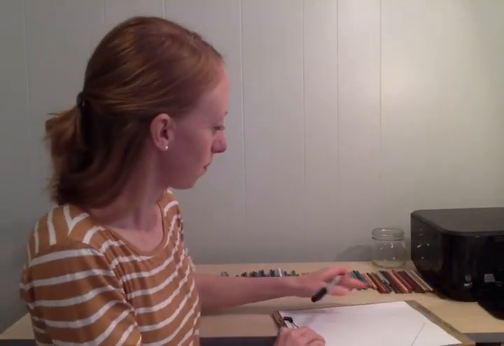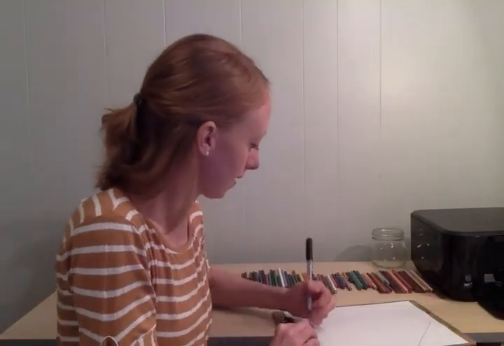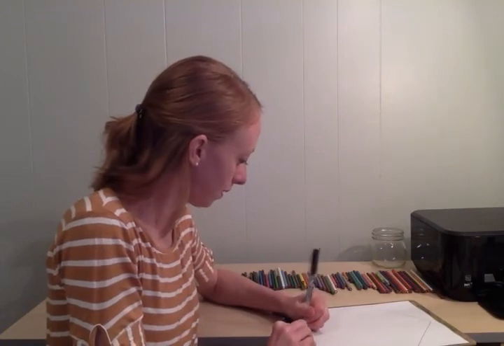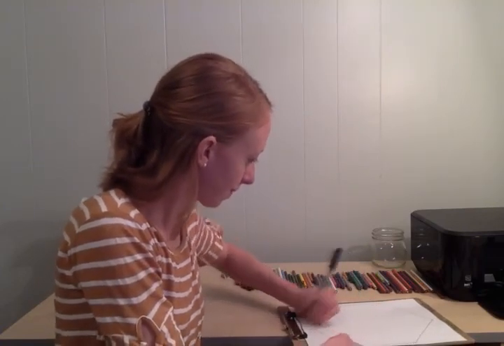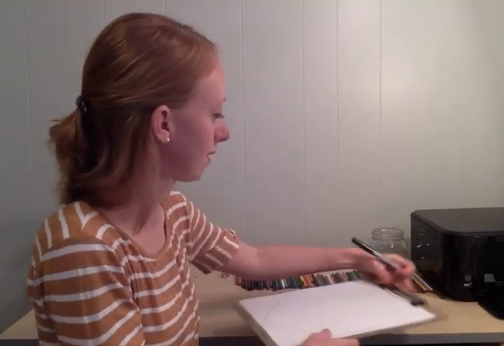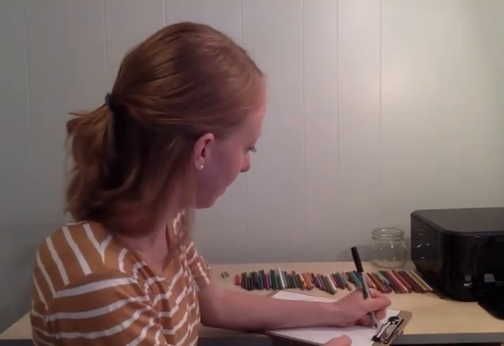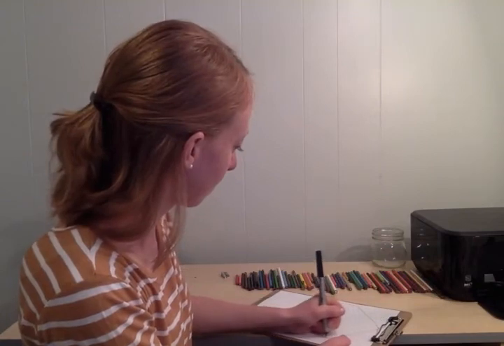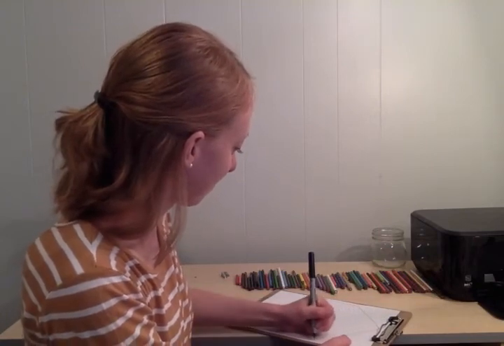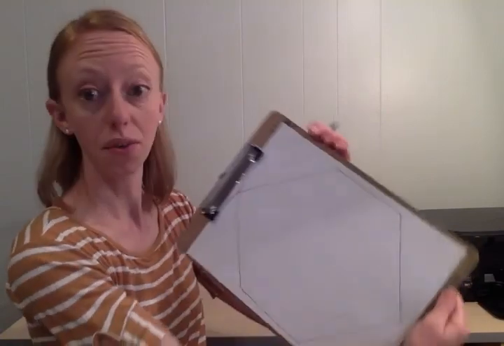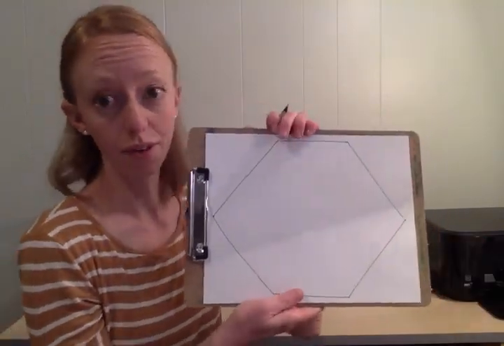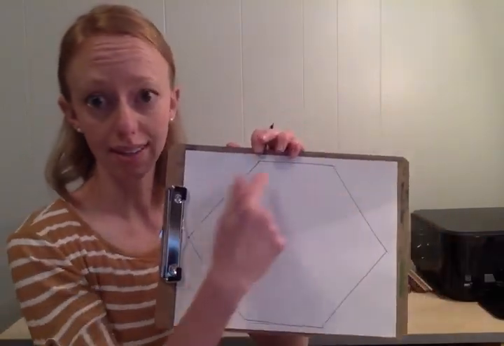So I'm going to make my dot in the middle there, and then connect with both lines. Okay. So this is a hexagon. You know that because it has 6 sides.